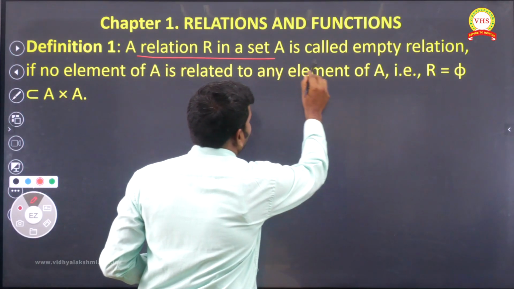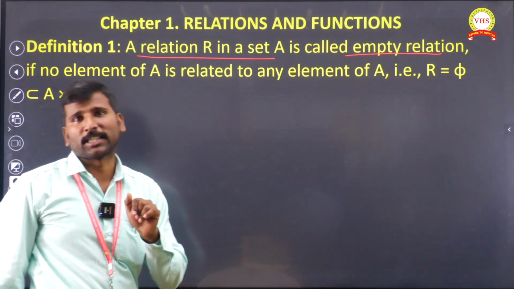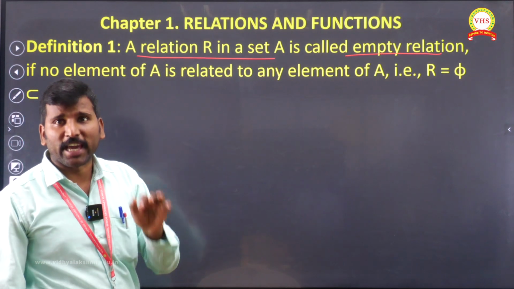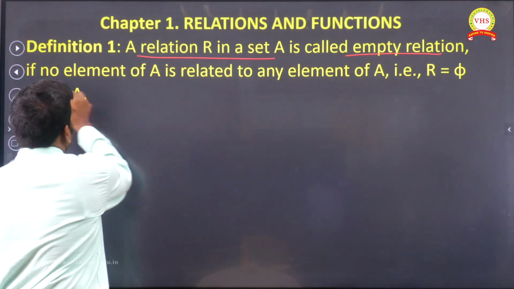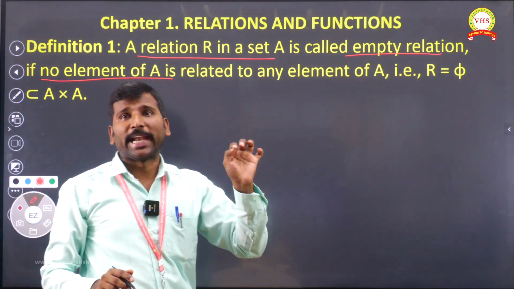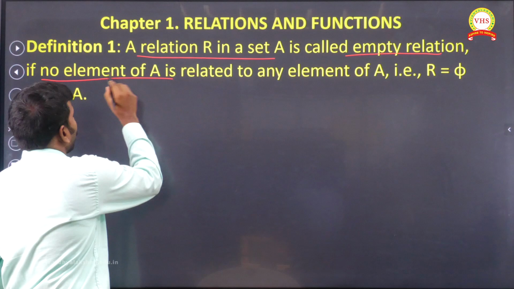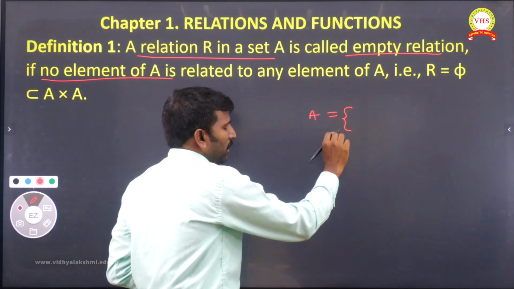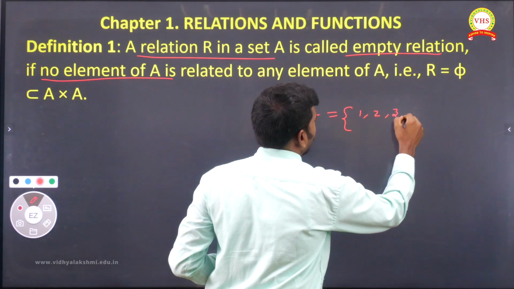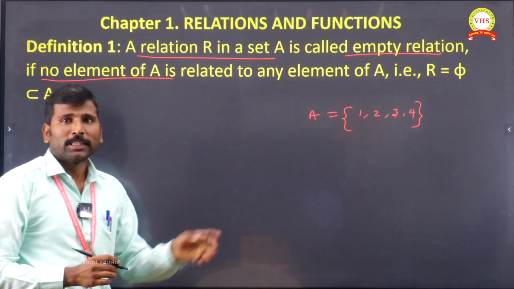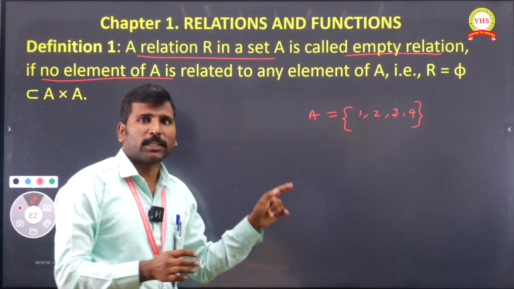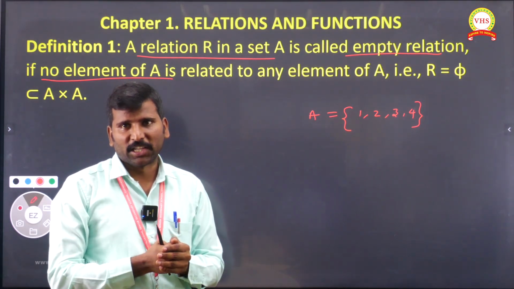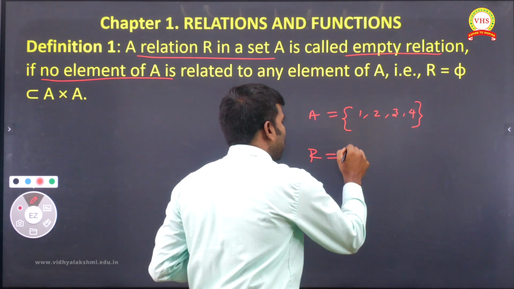A relation R in a set A is called an empty relation. First itself they are talking about an empty relation. Empty relation in the sense no element of A is related to any element of A. For example, in A there are elements, for example 1, 2, 3, 4, like this. This is a set A. In the set A, no element is related to any element. It's called an empty relation. It means R is equal to empty.